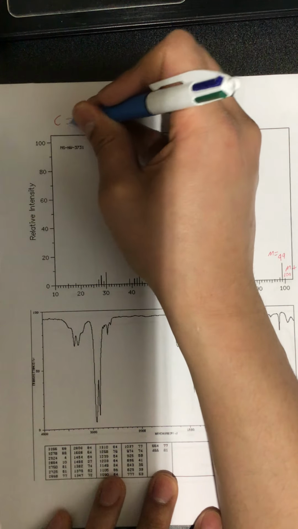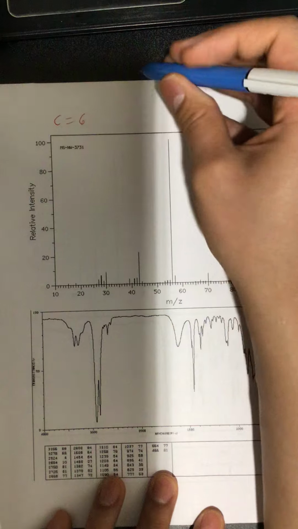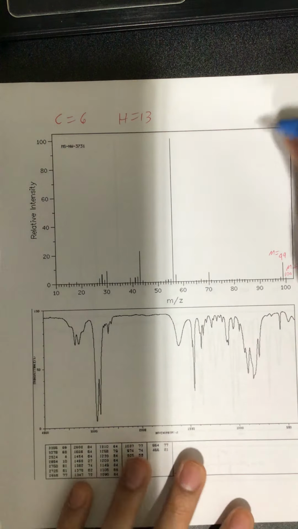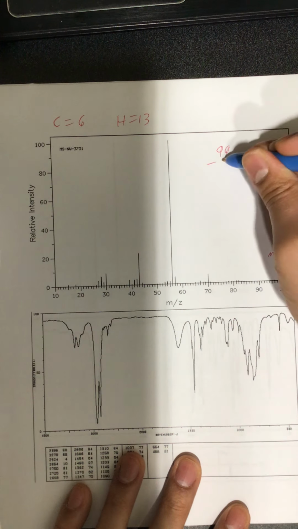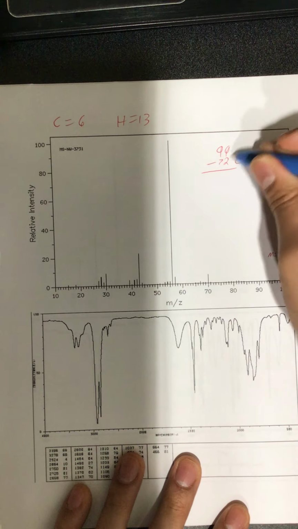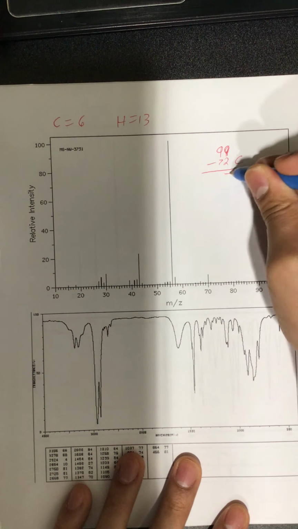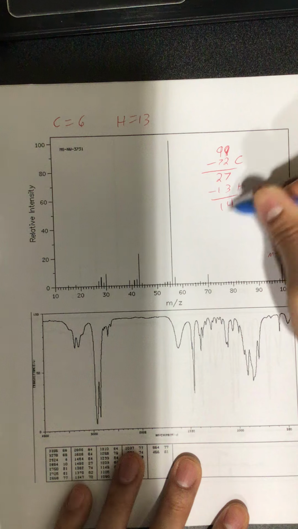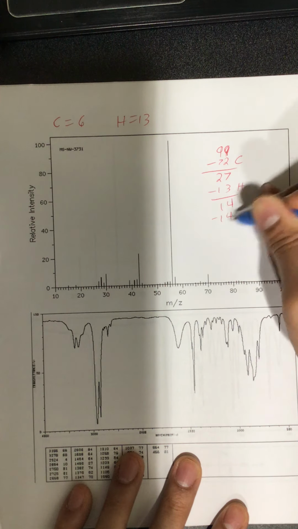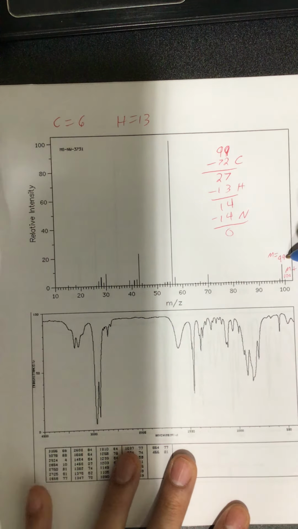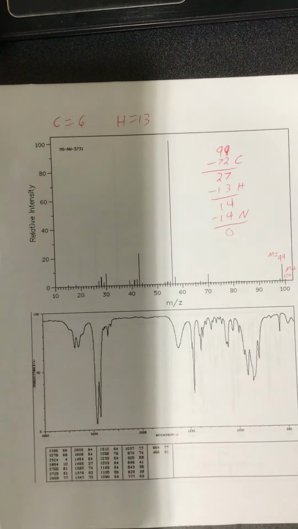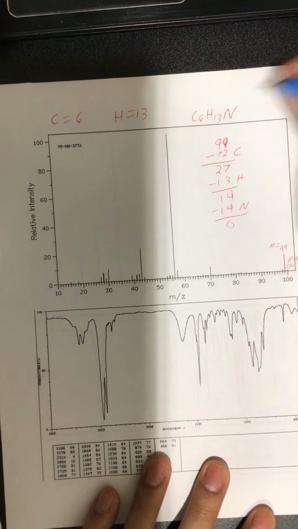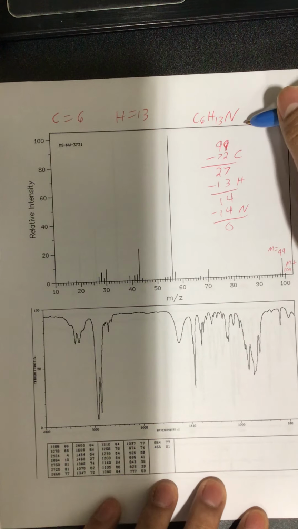Carbons is equal to 6. Hydrogen is equal to 13. So, all right, 99 minus 72 for the carbons is 27. 13 hydrogens, so it's going to be 14. 14 minus the N, 0. Remember, it's an odd number, so we only have one nitrogen. Okay, so we have C6H13N. This is our molecular formula.